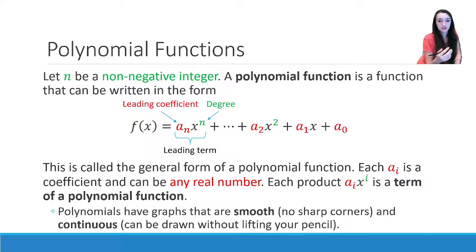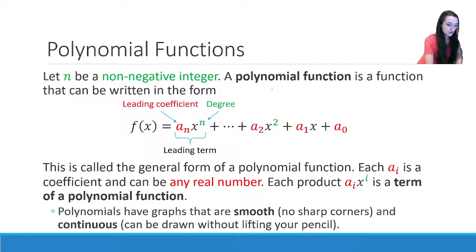Then we can say that a_n, the highest one here, is called the leading coefficient, and n is the degree, making this highest power here the leading term. So whatever has the highest power is the degree, and whatever number is with it is its leading coefficient, all together making the leading term.